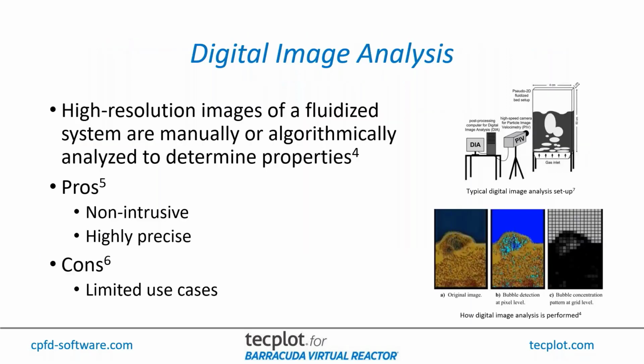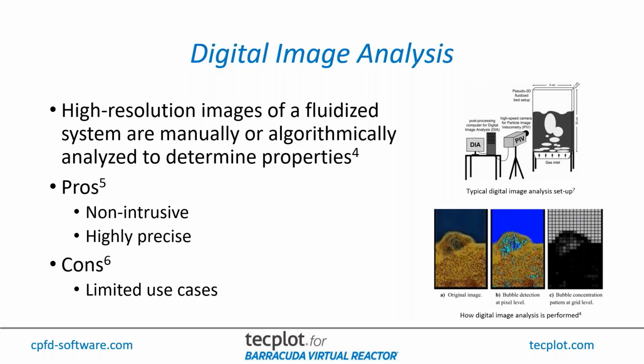The first method we'll talk about is digital image analysis. This is a process that uses images captured during the operation of a system, which are then analyzed to determine properties such as bubble size or rise velocity. The diagram on the top right illustrates a typical setup for digital image analysis used in conjunction with a research scale fluidized bed. A camera takes numerous pictures of the bed, which are then transferred to a computer for post-processing.